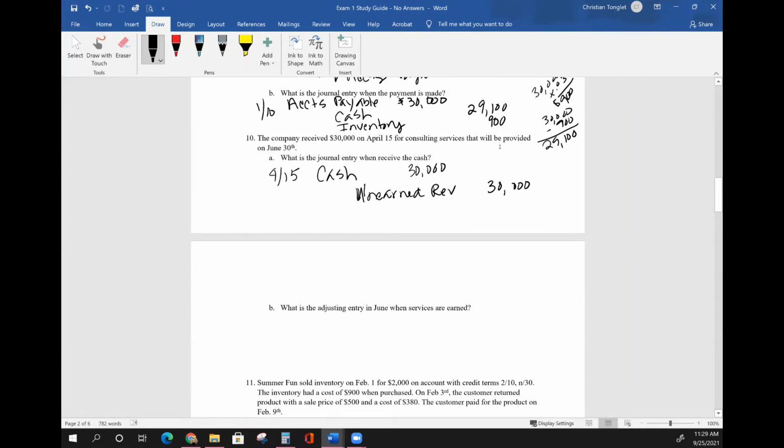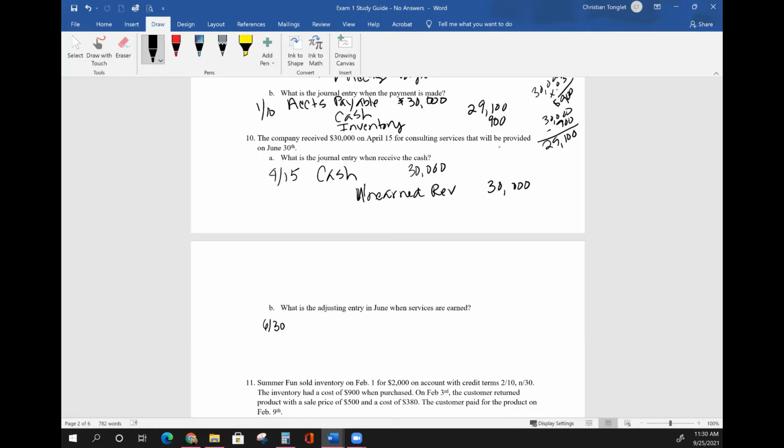Okay, then I said, what is the adjusting entry in June when the services are earned? So now June comes, we've provided all the services during June. So on June 30, we've provided those services in full. So on June 30, I'm gonna do an adjusting entry. Does it involve cash? Because I'm not receiving the cash. I already received it in April. All I need to do is recognize that I now have a revenue I have to put on the books for those consulting services. So I'm not going to owe that service any longer.